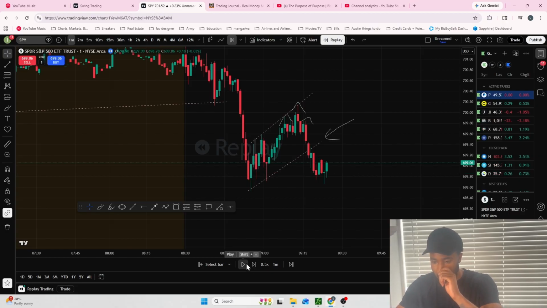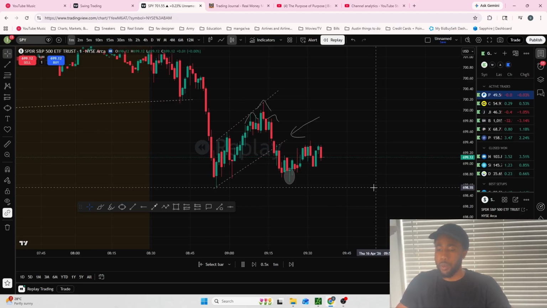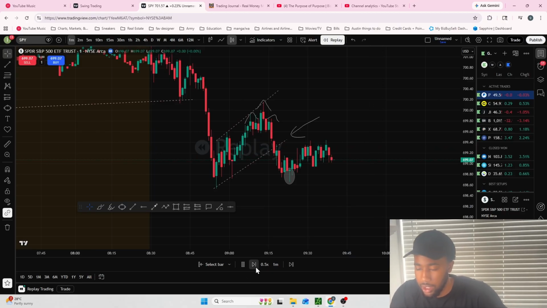Does price give me that? No. Cut to the chase. Price does not give me that. And this candlestick right here was the signal that it wasn't gonna push down. That was a signal, right?